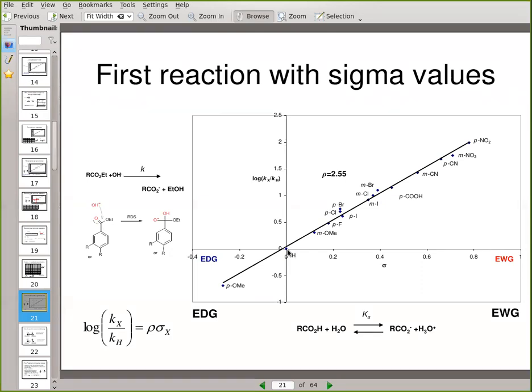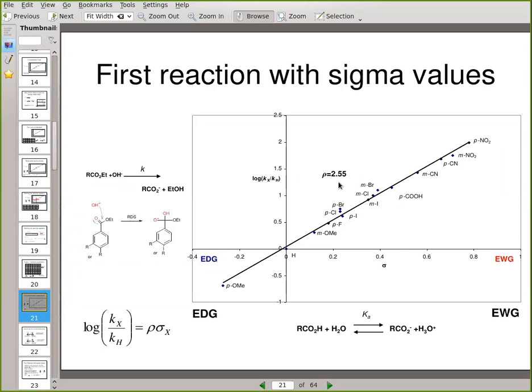So this is interesting. The point of this is that we're not interested so much in our reference reaction down on the x-axis. We're interested in the base catalyzed hydrolysis of esters. And it's interesting to note that in the base catalyzed hydrolysis of esters, we end up with a graph with a positive slope, and its slope is 2.55. That rho, the reaction constant for the base catalyzed hydrolysis of esters, is 2.55.